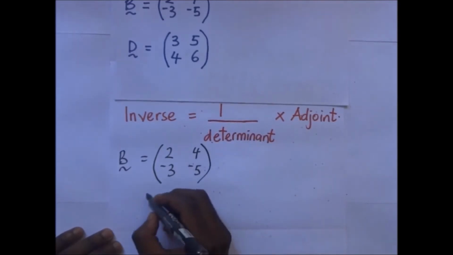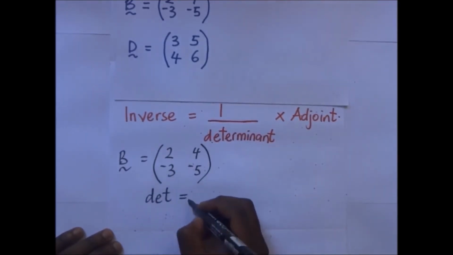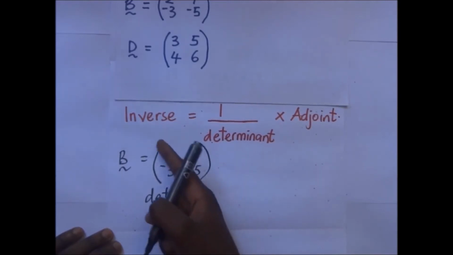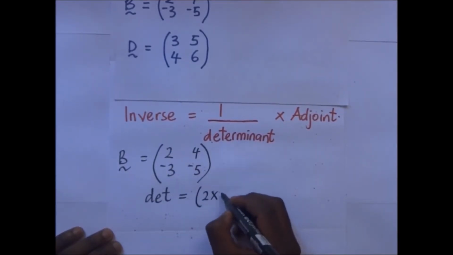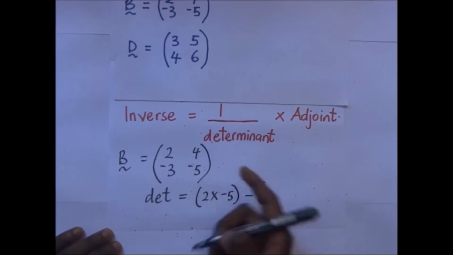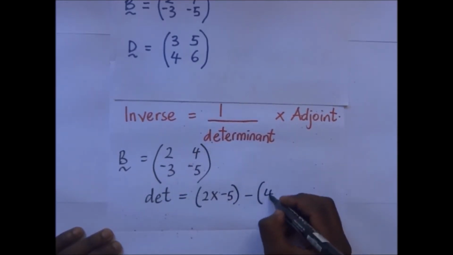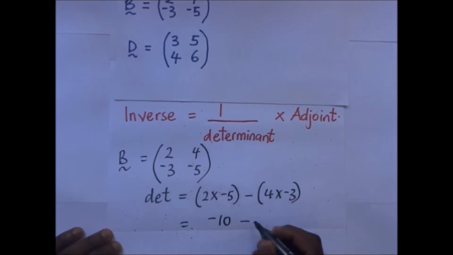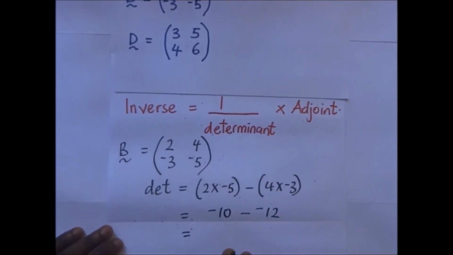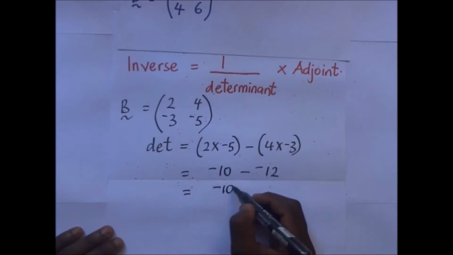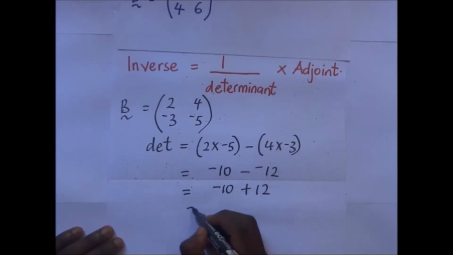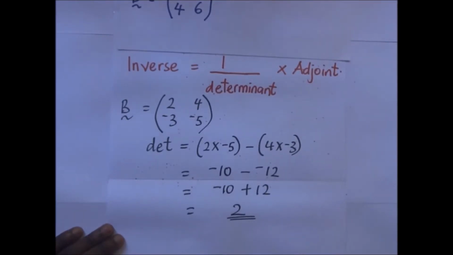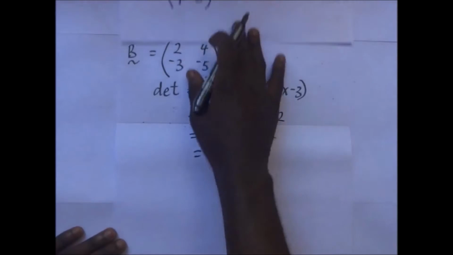To find the determinant first, the determinant of that matrix is going to be equal to the leading diagonal, which is 2 times -5, minus the minor diagonal, which is 4 times -3. And the answer we shall get here is going to be -10 minus 4 times -3 is -12. So we shall end up with -10 plus 12, and our answer is 2. So 2 is our determinant. So we find the adjoint of the same matrix.